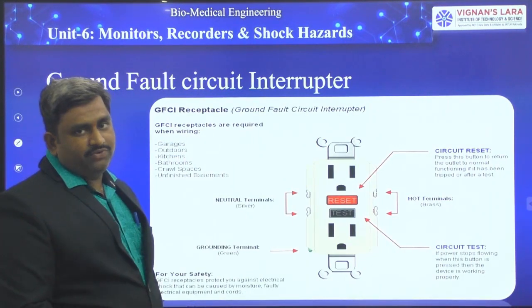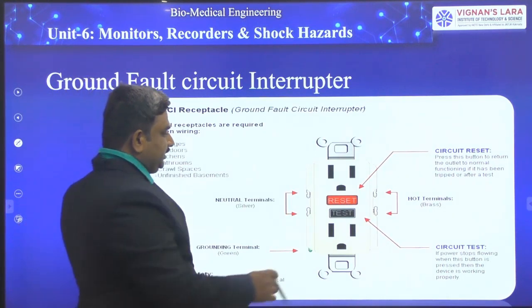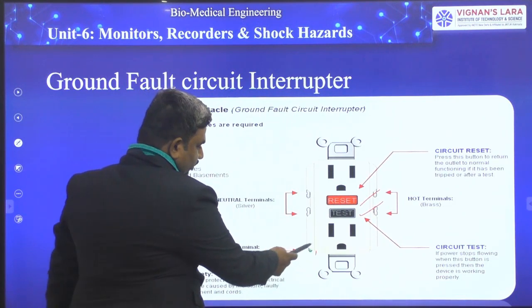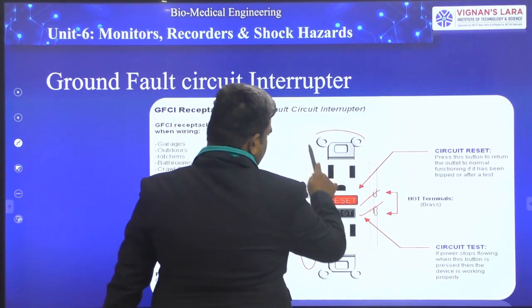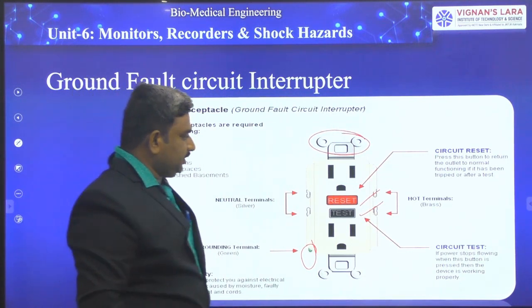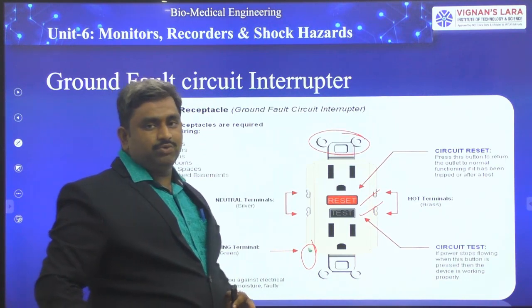This is an example picture of a circuit breaker. In the picture, we have a test button, a reset button, some hot terminals, the ground terminal, and the circuit connecting part to the wall. This is a circuit test. If the power stops flowing when this button is pressed, then the device is working properly.